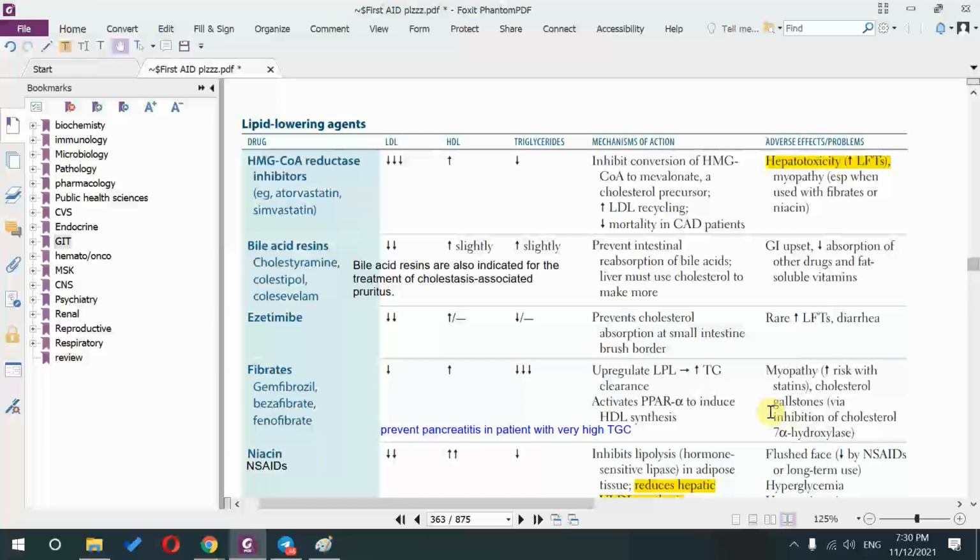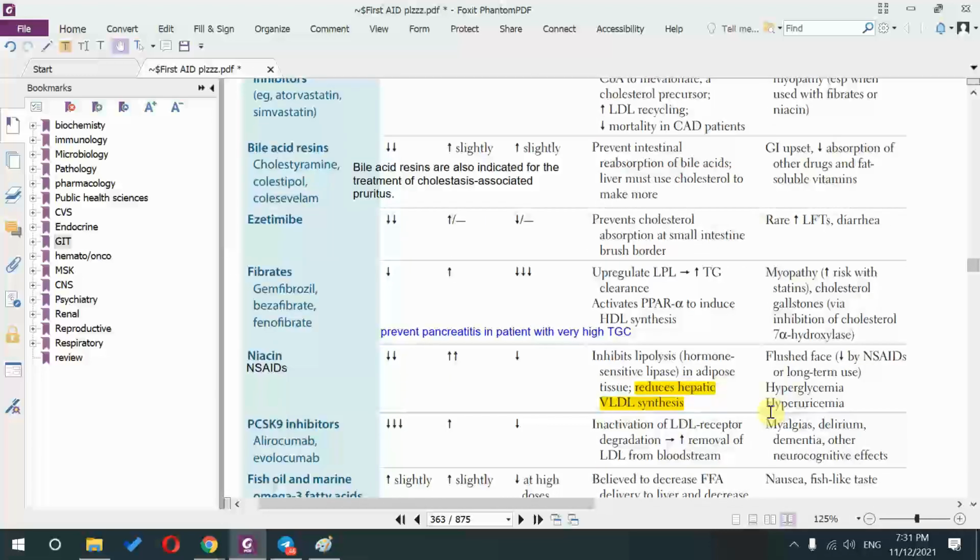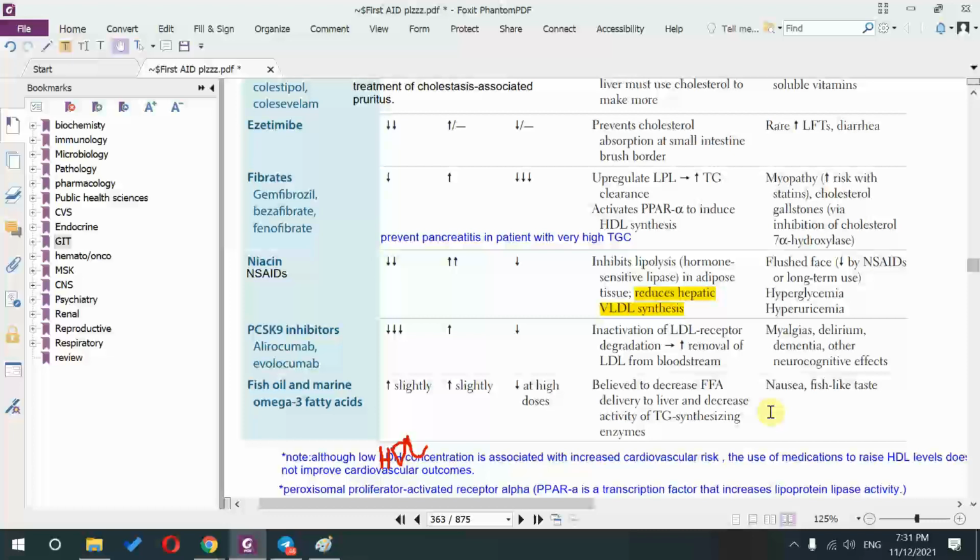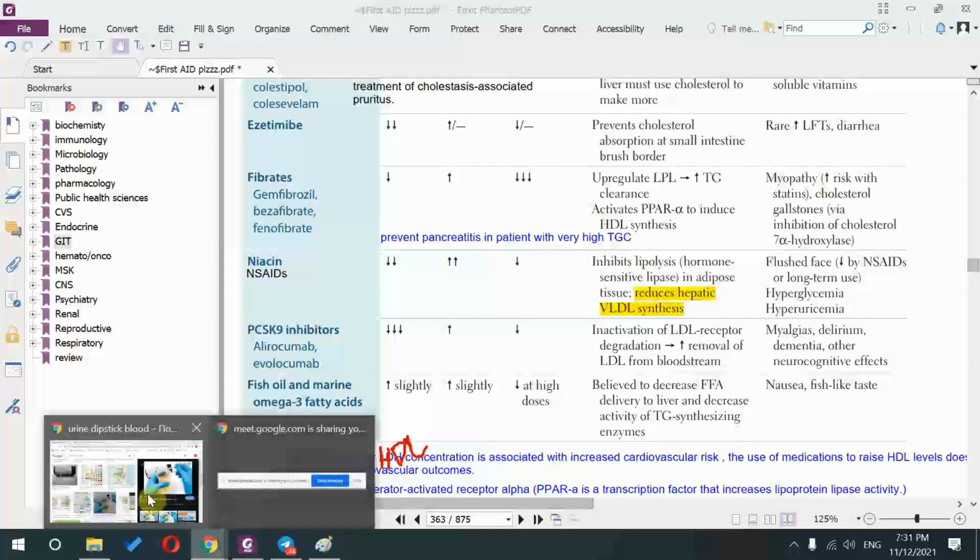The adverse effects and the problems include myopathy, which increases the risk with statins, and cholesterol gallstones, via inhibition of the cholesterol 7-alpha hydroxylase. So that can lead to cholesterol stones, and I will explain for you exactly the mechanism when we reach GIT, which is super interesting actually how it happens. It's basically like the bile you make is made from bilirubin and from cholesterol, and if you have hypersaturation of one of these two guys, you will get what? You will get a stone formation.